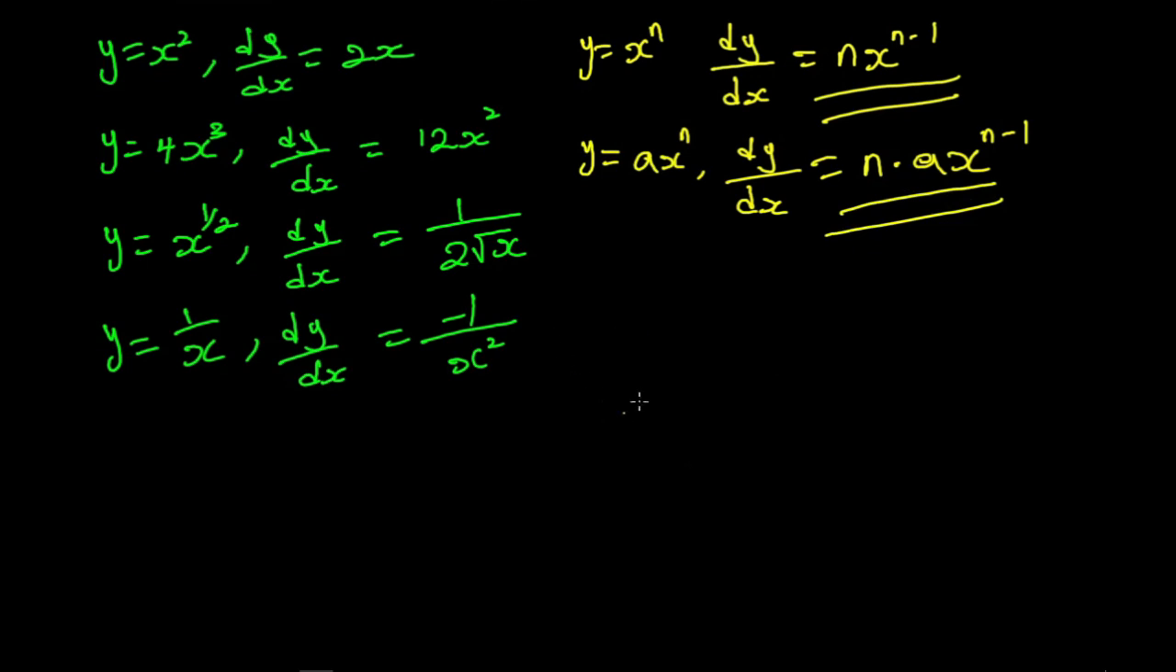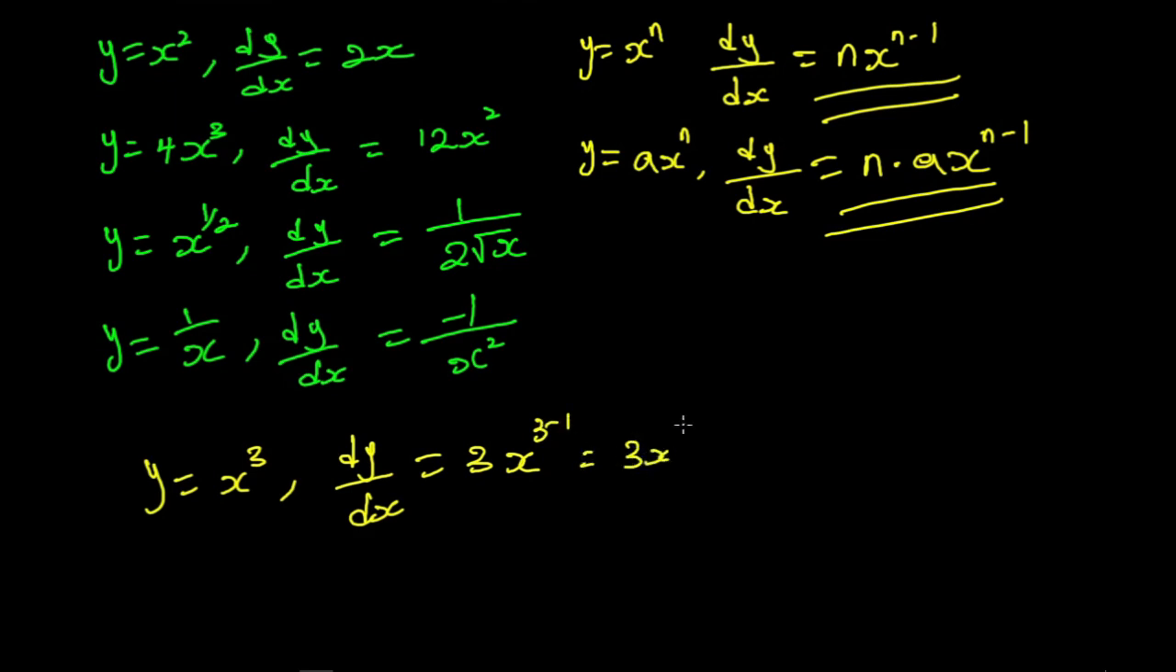For example, if we are given y to be x cubed, using this general expression, then our dy over dx, which is the derivative of our function, is going to be, this is going to come down just as this, so we are going to have 3x raised to the power of 3 minus 1, which is going to give us 3x squared.